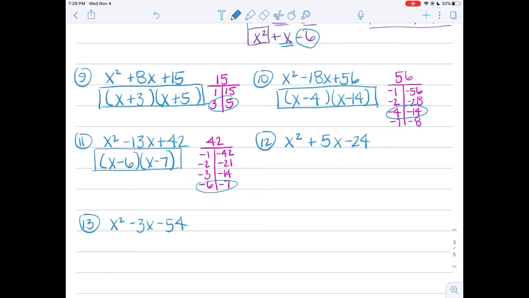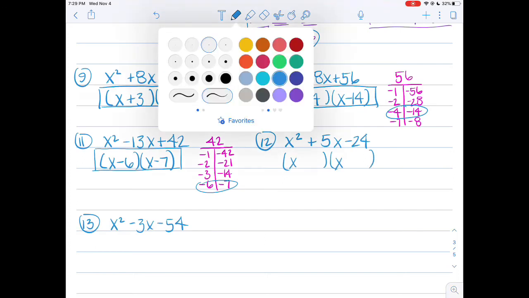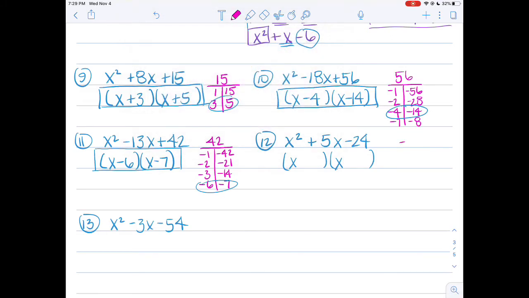Let's go ahead and look at number 12. This time I have a negative 24 as the thing that we need to multiply to be. So if I have a negative 24, that must mean I have one of each, a positive factor and a negative factor. And because I have a positive number here, I know that my bigger factor has to be the positive one so that it overtakes that negative number.